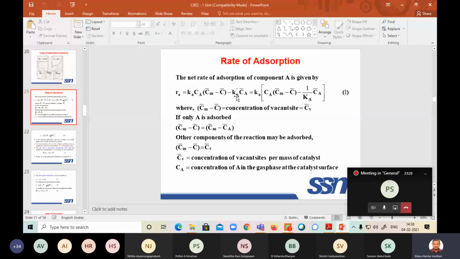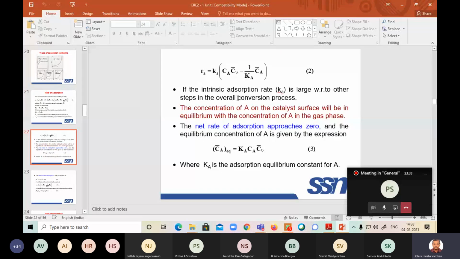Because we are subtracting desorption also, we have to see the rate of a reaction, how much it is actually happening. So before going to that, we will simplify this equation.